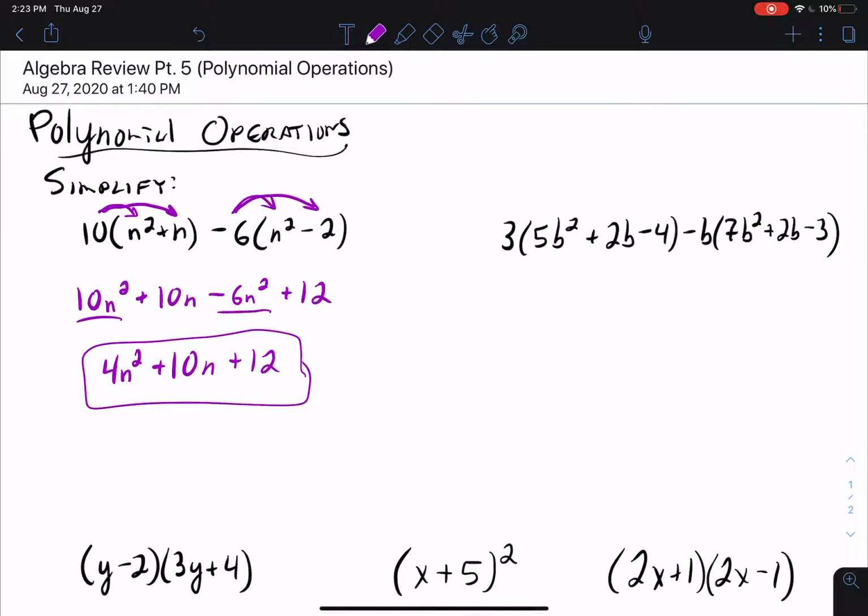That's all I can do for that one. I'm not asking to solve it. I am just simplifying it. So I'm getting it using the distributive property and combining like terms.